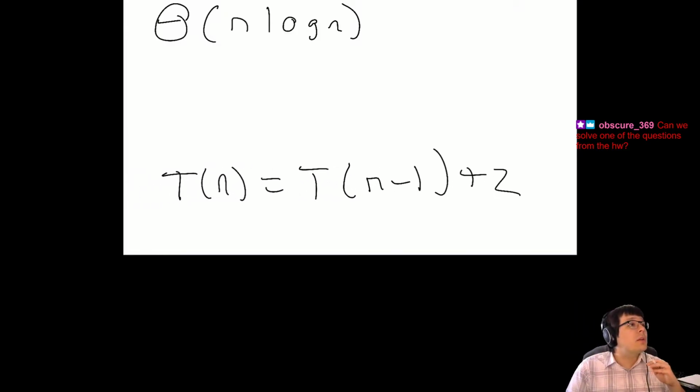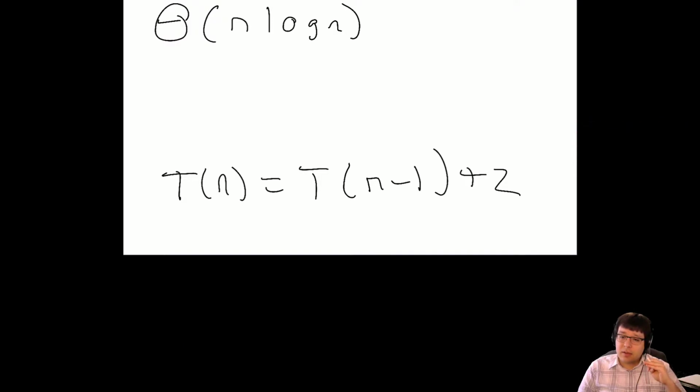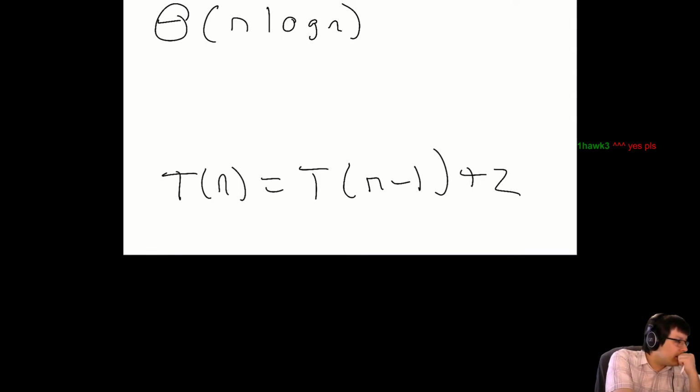Can we solve one of the questions from the homework? We could, if you tell me one of the recurrence relations from that. I don't remember that. I think this would be it. Like this would be an example of that. That would be like a generic for loop. But if you have a specific one, just tell me which one it is at least, so I can open it here on the PDF.